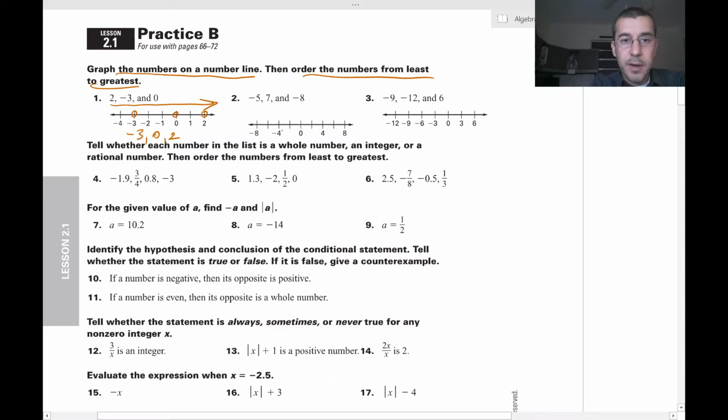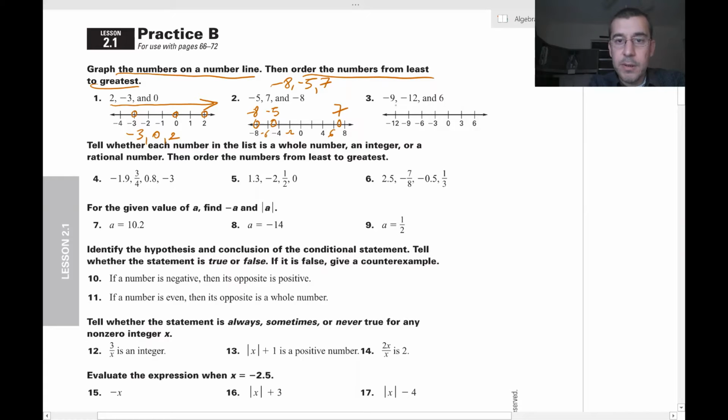Number 2, -5. So this is 0, this is -2, this is -6. So -5 is right there. 7 is right there. And then -8 is right there. Okay, so order the numbers from least to greatest. It's going to be -8, -5, and then 7.